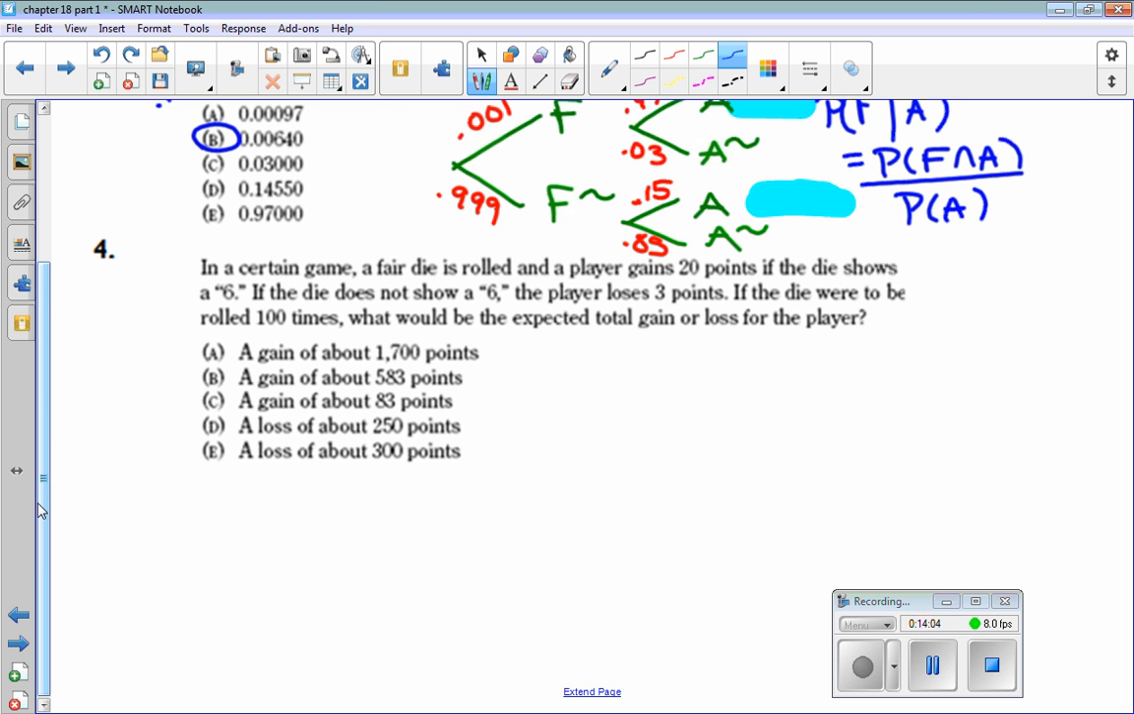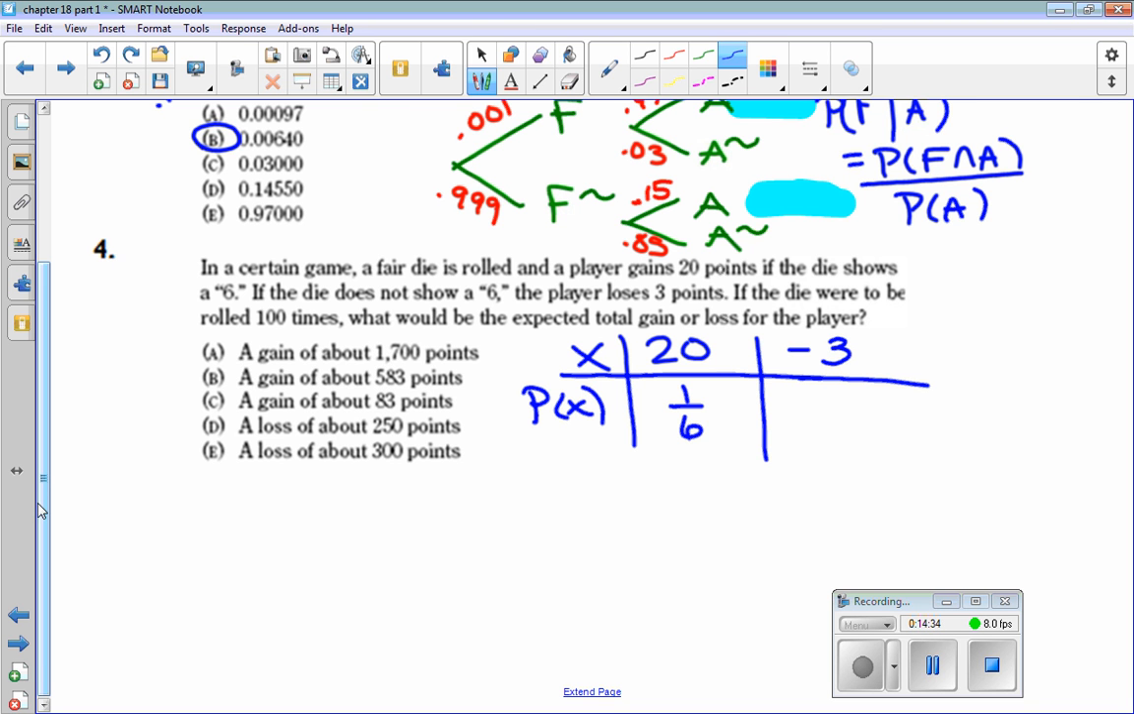I said, okay, what are the outcomes? And what's the probability of those outcomes? It's just a way to organize it, right? That's all. So what are the outcomes? Well, I can win or gain 20 points. And what's the probability of me getting 20 points? Only when a 6 shows up, so 1/6 of a chance. And then the other outcome would be losing 3 points, so -3, and that would be all the other times, so 5/6 of the time. All right, and that's all the outcomes.